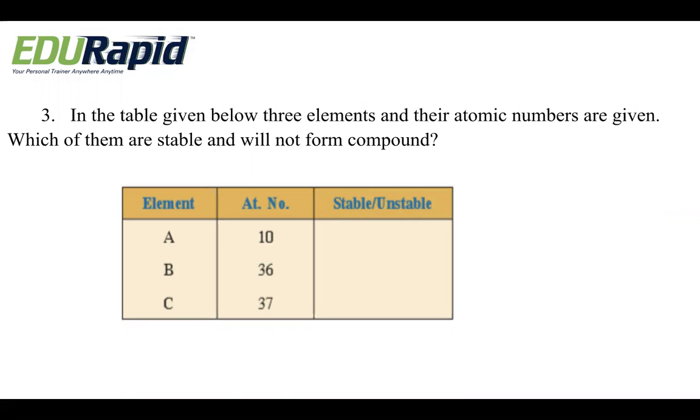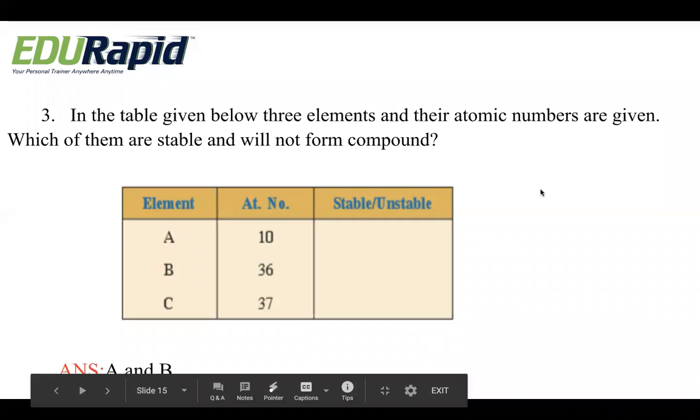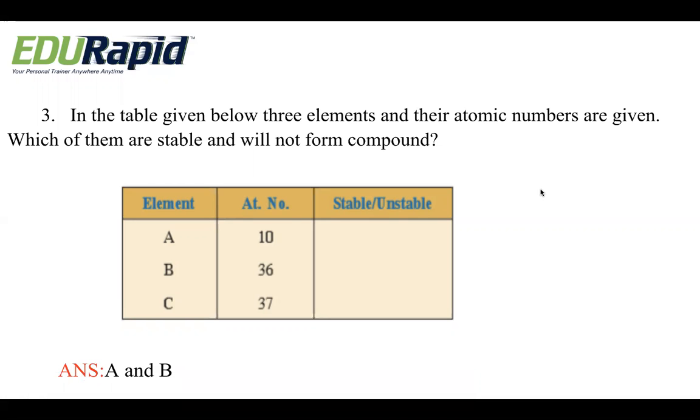So can I get any answers? Okay. So the answer is A and B, right? That is, when we write the electronic configuration of A, we have 8 electrons in its outermost shell, and B also has 8 electrons, whereas C will have 9 electrons in its outermost shell, so it will be unstable. So we can say that A and B are stable.